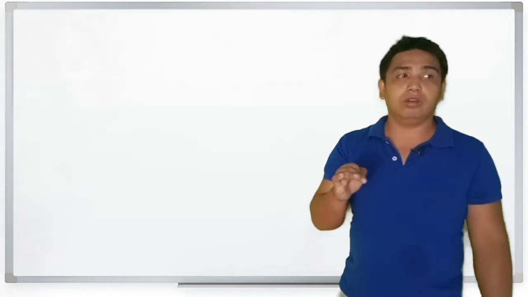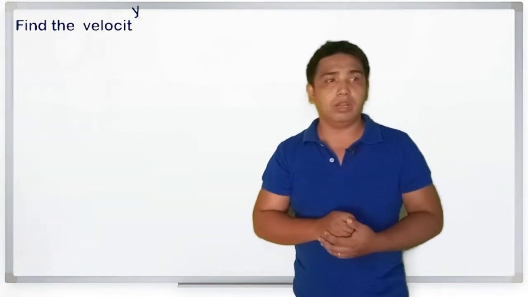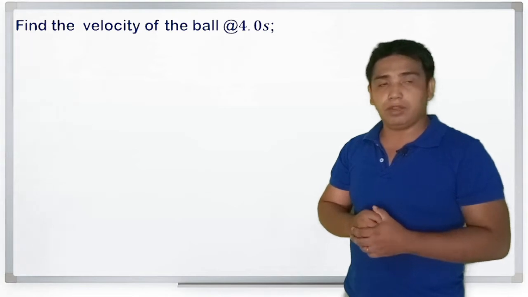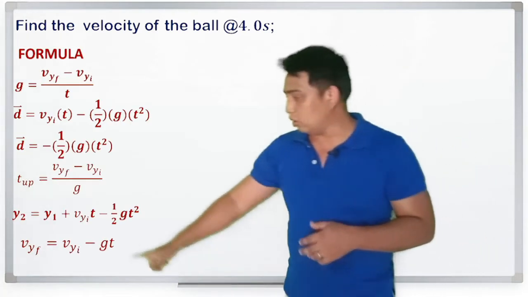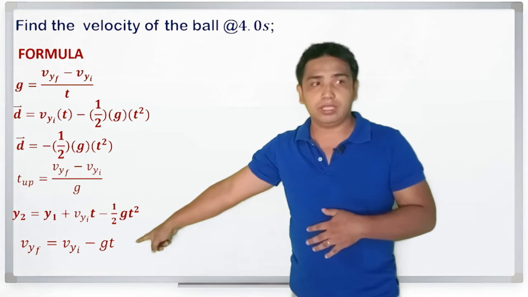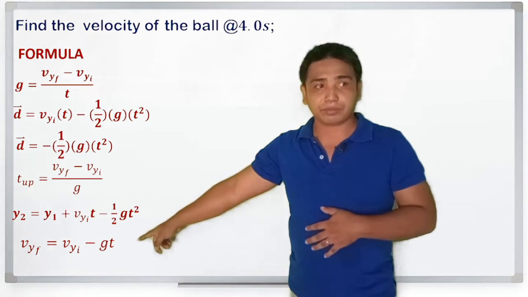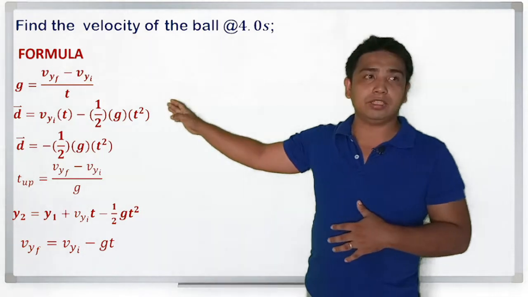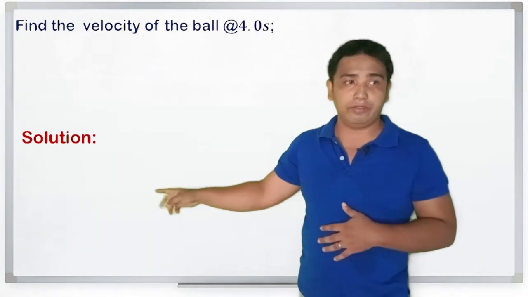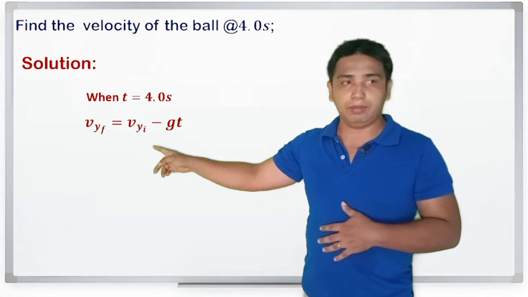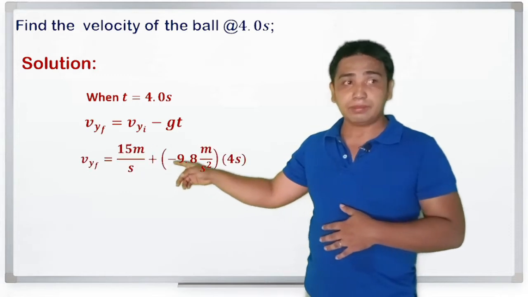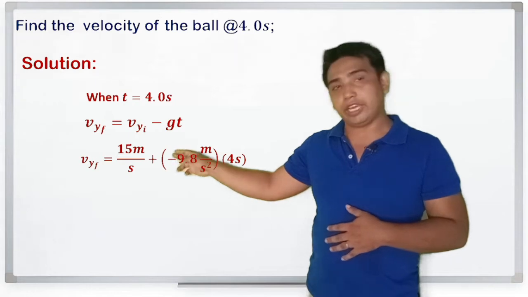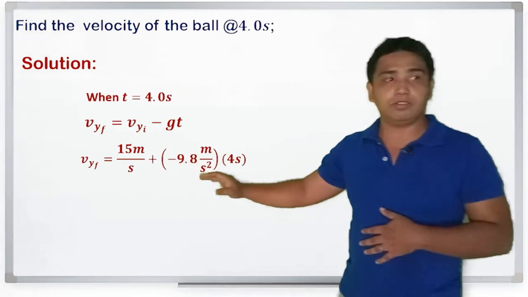Next is to find the velocity of the ball after 4 seconds. So we can use the formula that is well used, which is Vyf equals Vyi minus gt. We get that and substitute the value. We have Vyf equals 15 meters per second minus negative 9.8 meters per second squared times the value of time, which is 4 seconds.